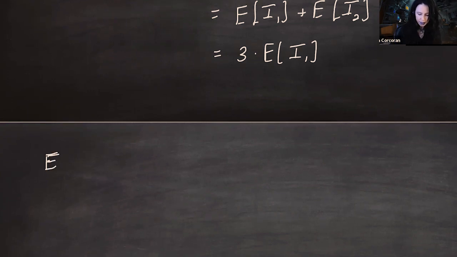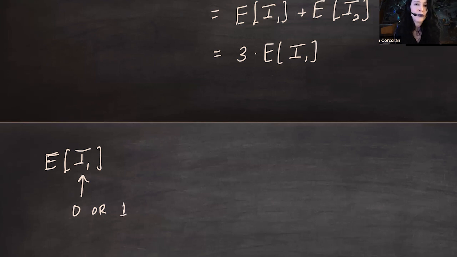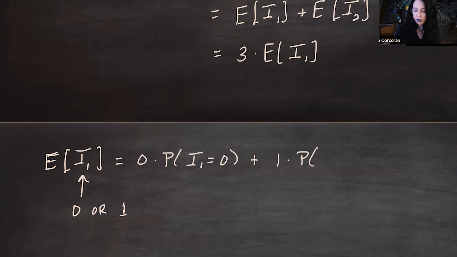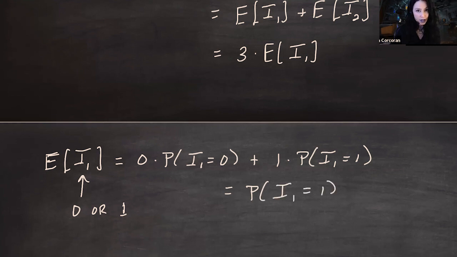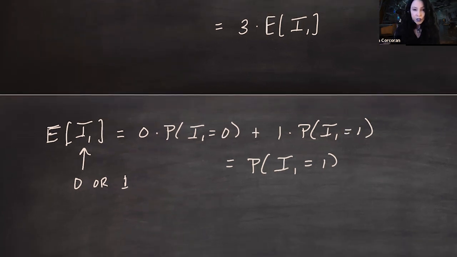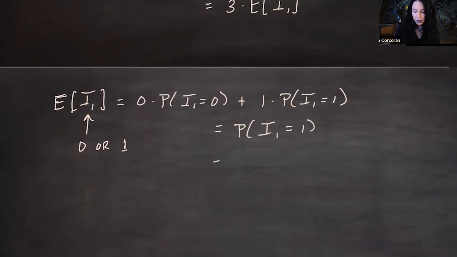Let's look at the expected value of I1. So this is a 0 or 1 discrete random variable, and this expectation is going to be 0 times the probability it's 0 plus 1 times the probability it's 1. And so we're just left with the probability that the indicator for box 1 is 1. But given what it's indicating, it's only going to be 1 if the box is empty. So this is the probability that box 1 is empty.